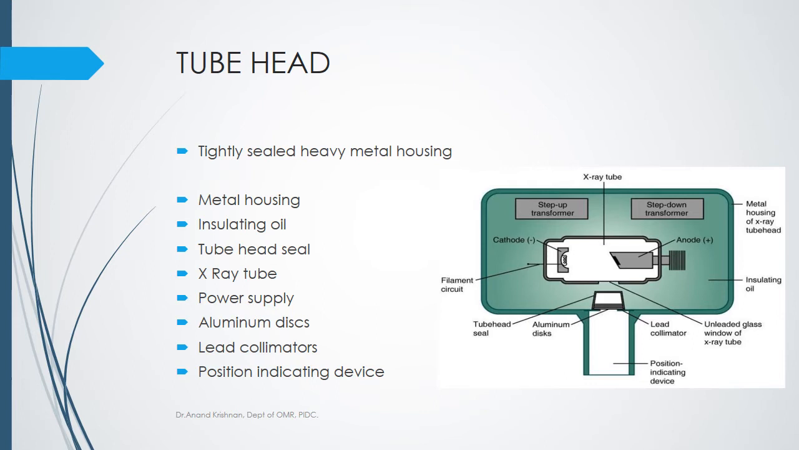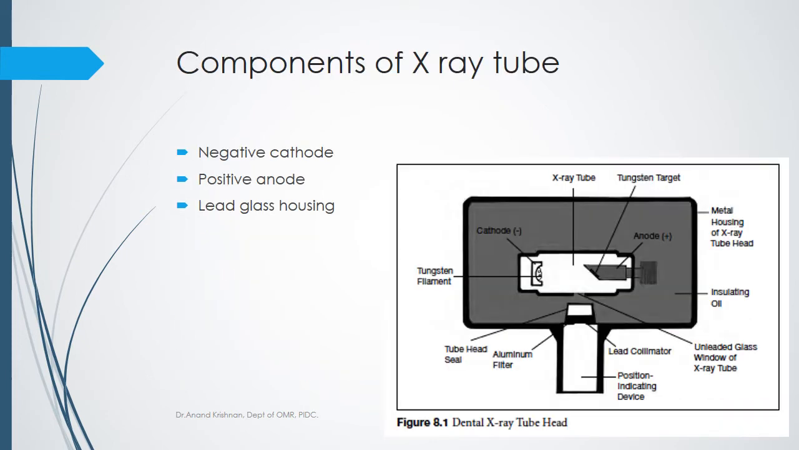The X-ray tube, which is a vacuum tube, or what we call a Coolidge tube, consists of the anode and cathode within. Aluminum discs, which serve as filters, lead collimators, and a position indicating device are the other parts. And the components of the X-ray tube, devoid of everything else, what lies within the tube, we have your negative cathode, the positive anode, and the lead glass housing within which it is kept. The tube is kept vacuum because the presence of any air particles will influence the production of X-rays.